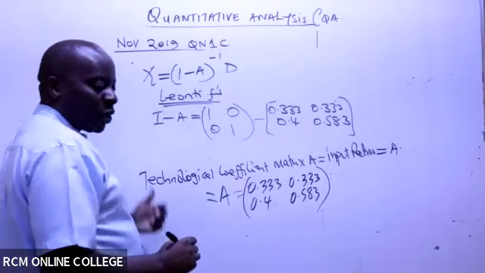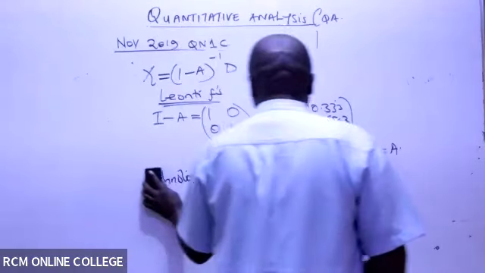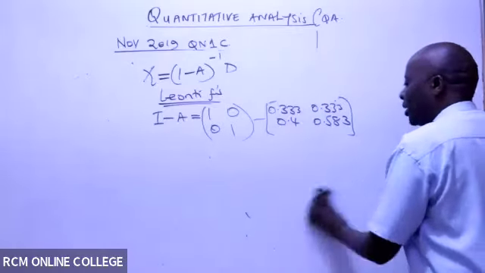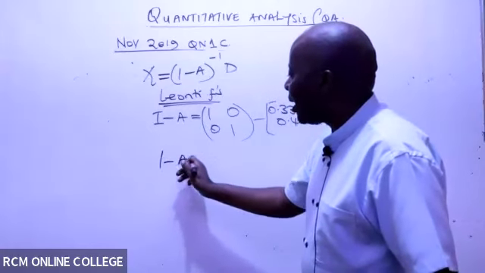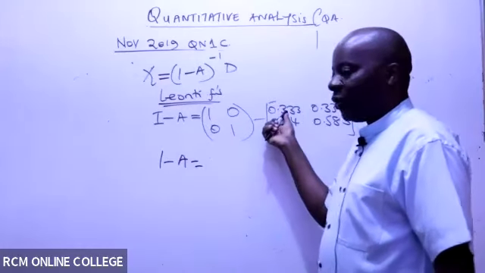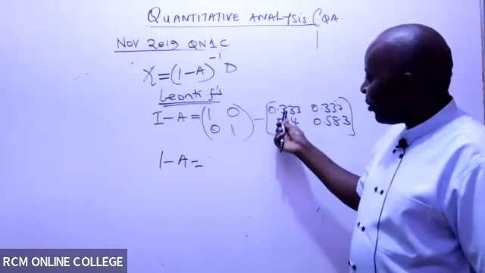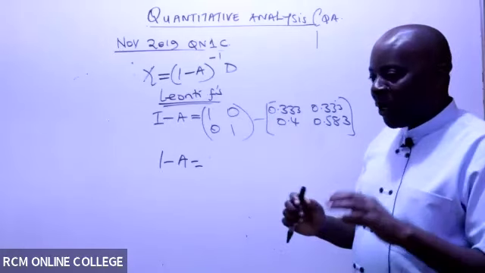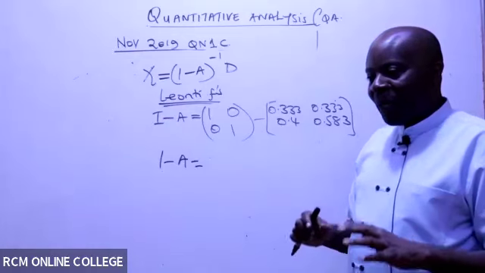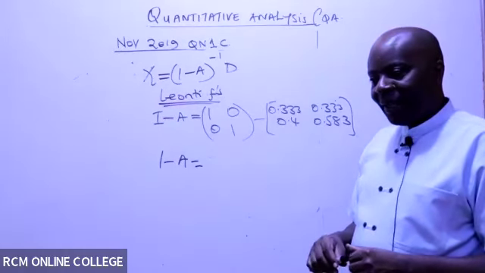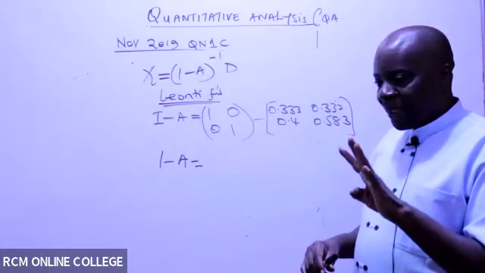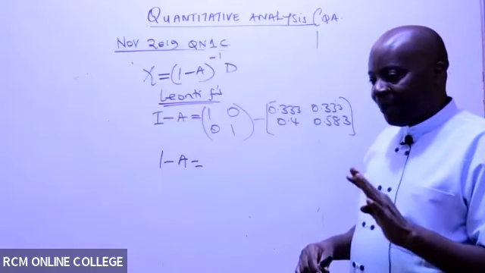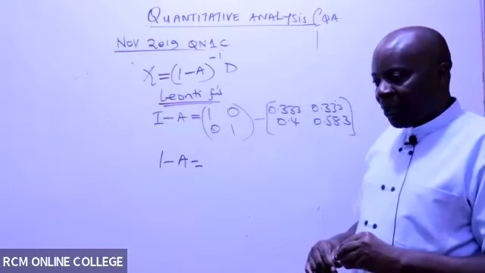Whenever you are doing the subtractions, ladies and gentlemen, always ensure that it is corresponding terms that we are subtracting. So our I minus A will be equal to this minus 0.33. I hope you guys have your calculators. Remember we are retaining, Jacinta, 3 decimal places. I always work with 3 decimal places.